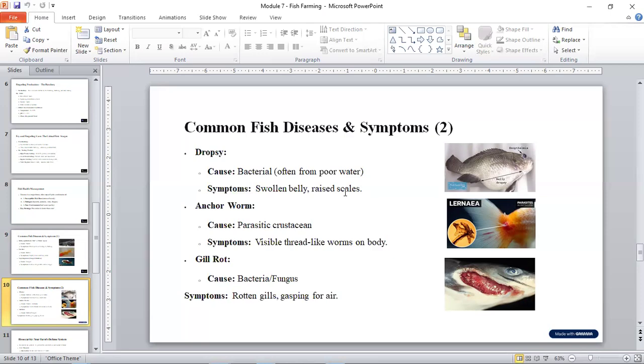Then another disease is anchorworm. This is caused by a parasitic crustacean. The symptom is a visible thread-like worm on the body of the fish. Then another disease is gill rot. It is caused by bacteria. It can also be caused by fungus. The symptoms are rotten gills and gasping. The fish gasp for air. So these are notable diseases in fish farming, and they need to be prevented.